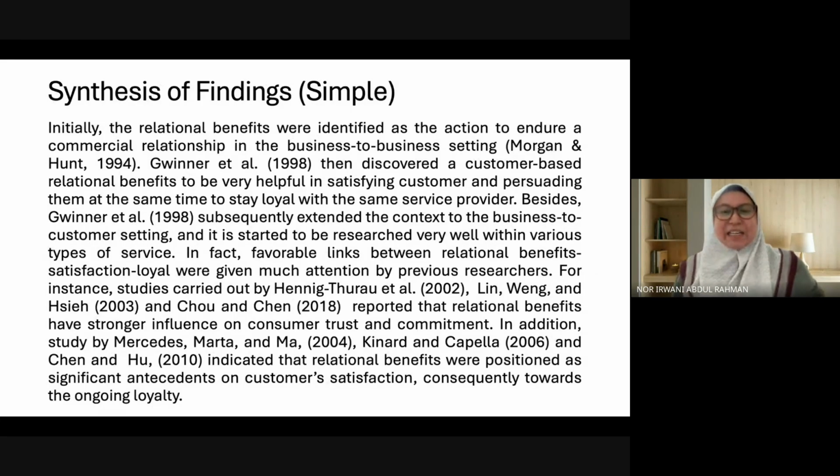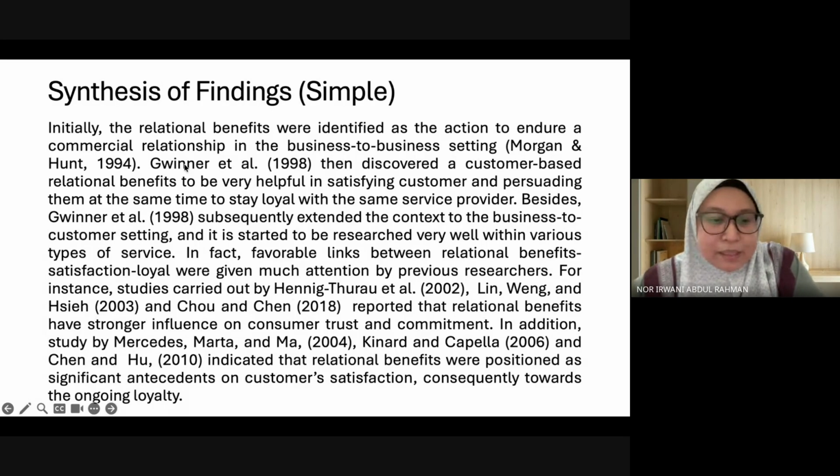Synthesize the findings, combine the findings and reporting. Seminal work, the owner of the field, the senior authority.